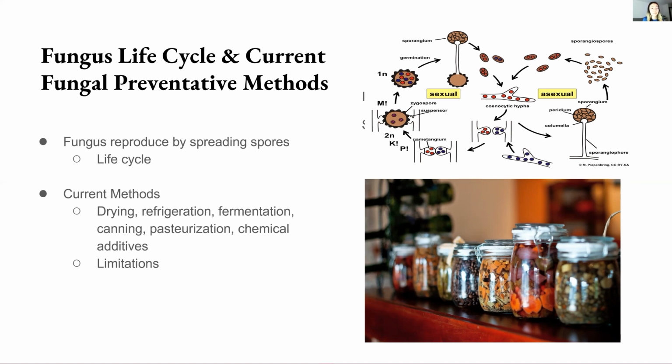The current methods to prevent the growth of fungi and food spoilage are listed on this slide. But there are some limitations to these methods, including higher cost, altered tastes and textures, reduced access to resources, and potentially harmful chemicals. Due to these limitations, we must find alternative low-cost ways to help preserve food, especially in countries that do not have access to the resources for maintaining preservation.